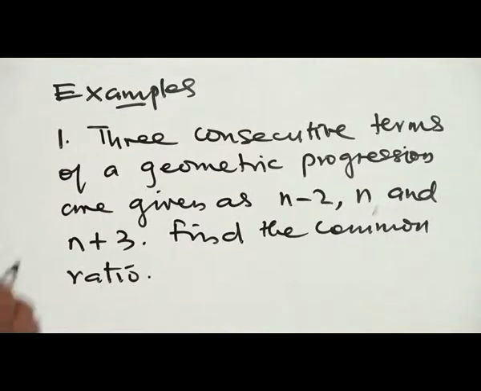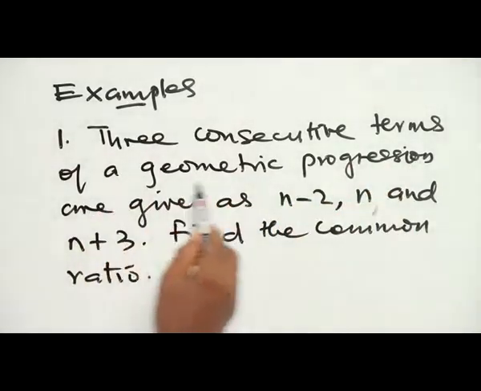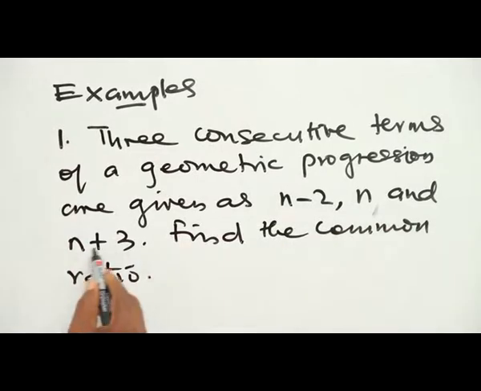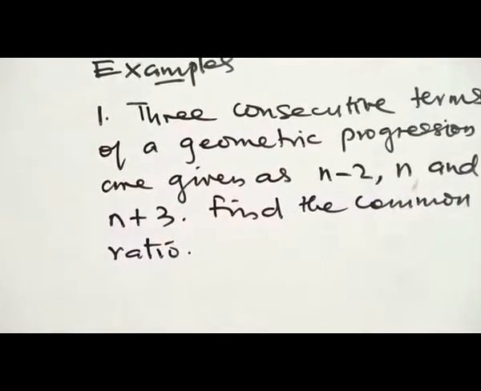Let's take a look at some examples. The first one is: 3 consecutive terms of a geometric progression are given as n minus 2, n, and n plus 3. Find the common ratio.